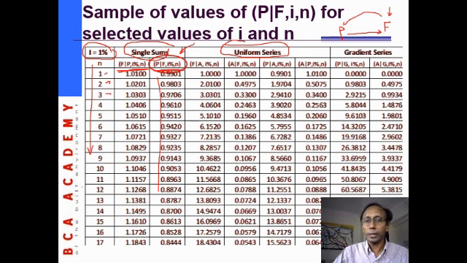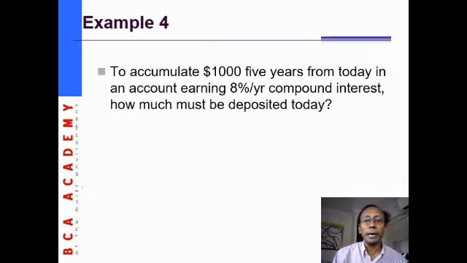Now, I want to make sure that whatever I have been telling you until now, you have understood very well. Okay, to ensure that you have understood, please do this example. The question is, if I want in future $1,000 5 years later, okay, and you know that the current interest rate in the market is 8%, the bank is offering me that, and I want to put some money today.